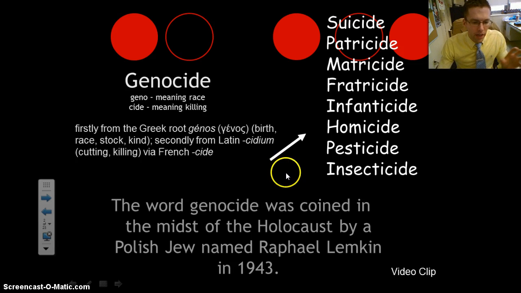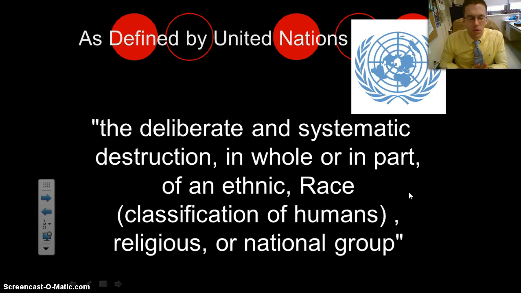So just a little background before we jump in. Here's the definition set forth by the United Nations of what a genocide is. And I want you to take note of certain things. Deliberate. If something is deliberate, it's very thought out. It's on purpose. It has a very specific plan.